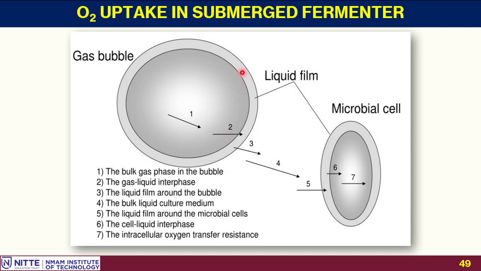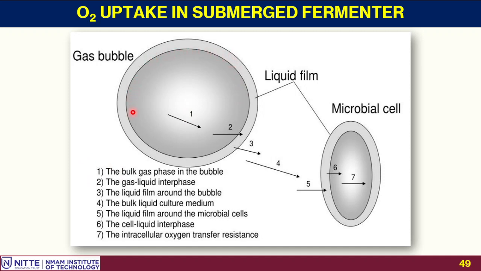So we see that one gas bubble, let us take it, and one microbial cell, let us consider how the oxygen from the bulk of the air molecule moves inside the microbial cell and undergoes the reaction. So we are tracing one oxygen molecule here. It takes this particular path as a representative path, which is listed as 7 steps.